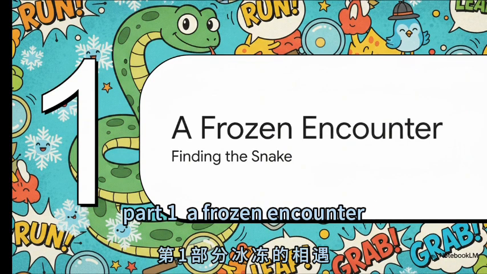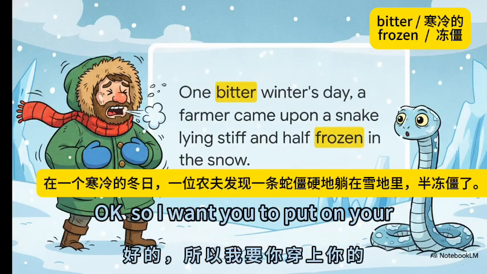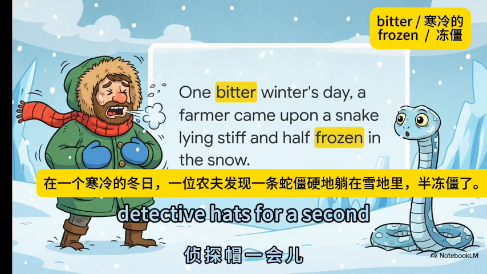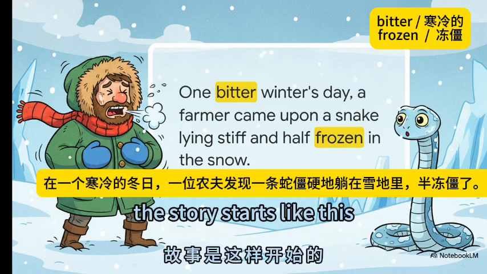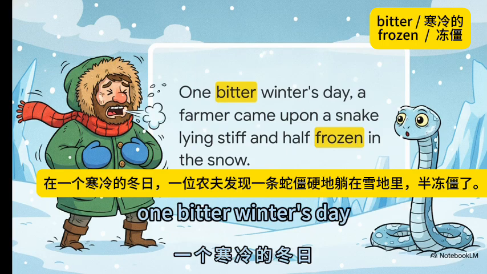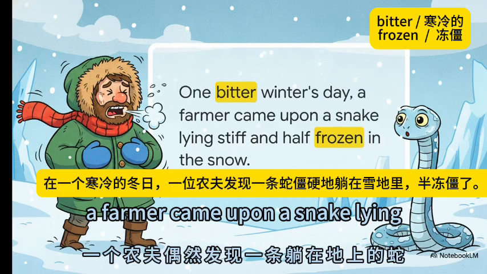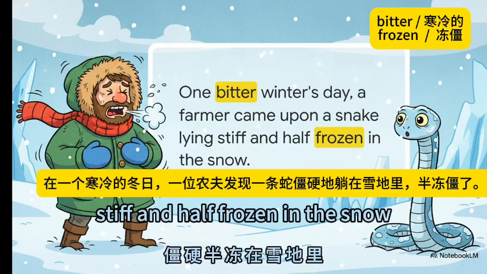Part 1. A frozen encounter. Okay, so I want you to put on your detective hats for a second and keep an eye out for action verbs. The story starts like this. One bitter winter's day, a farmer came upon a snake lying stiff and half frozen in the snow.